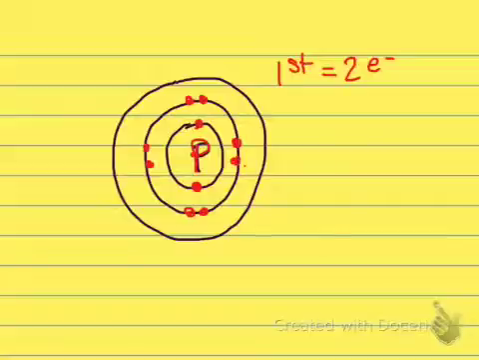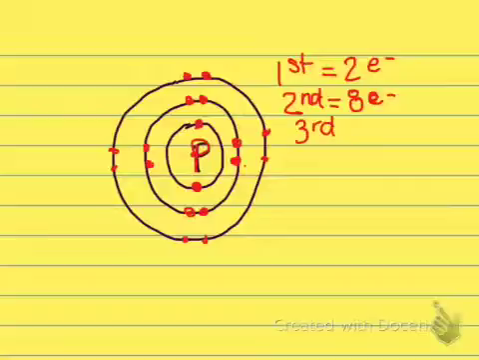So the second level, there are 8 electrons. The third orbital, again, there are going to be 8. You can fit 8 electrons in there. Again, you do them in pairs. So there is the third one, and you can only do 8 electrons.